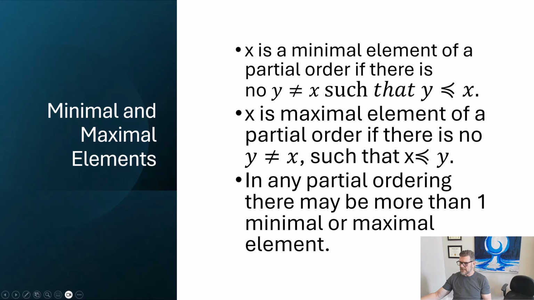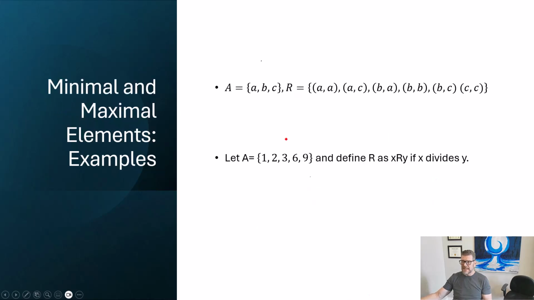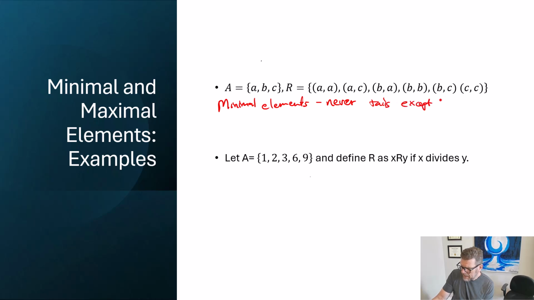And I'll give you an example in just a second. Let's take a look at this first example. We have A, B, C, and what we're going to say here is that minimal elements are never tails, well, never tails except in a self loop. So inside of the reflexive element, the AA, the BB, the CC, it'll be a tail there.